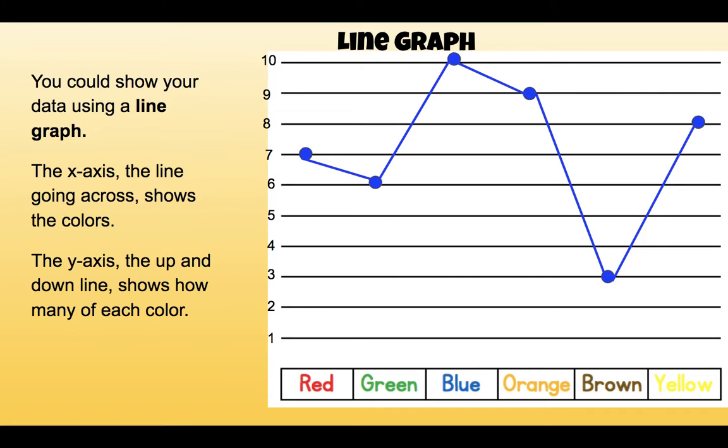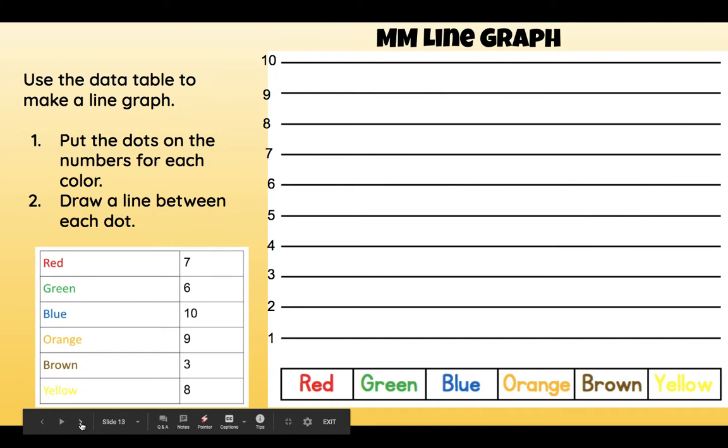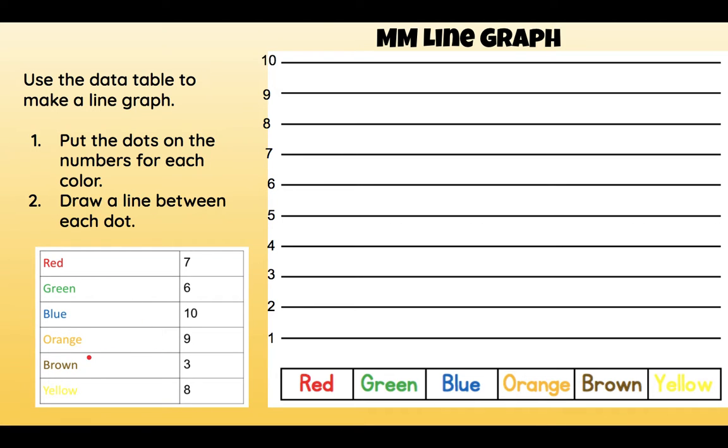All right, I hope you were able to share what you noticed about this line graph. Now, let's take a look and see how we can create this using our own data. So, we'll use the data table that we created yesterday to make this line graph. And the first thing we do is we put the dots on the number for each color. So in red there is 7, so I will put it there. And then green is 6. And then blue is 10. Orange 9. Brown 3. And 8 yellow.